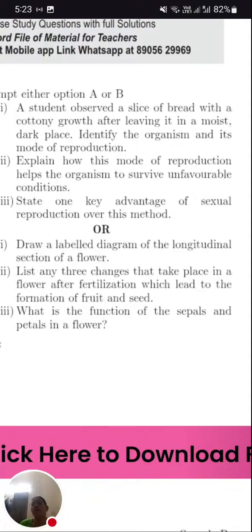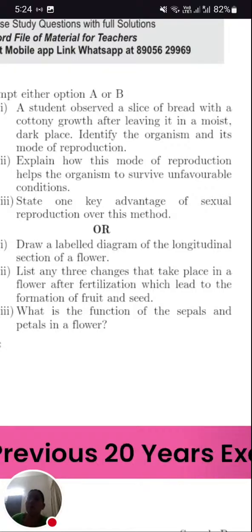If you recall back, this fungus during unfavorable conditions produces sporangium, which has a thick wall. Inside the sporangium there will be formation of spores, and during favorable conditions those sporangia will burst and spores will come out and produce a new organism. State one key advantage of sexual reproduction over this method. So that method, the upper one, is the asexual mode of reproduction. In sexual reproduction, there will be variation.